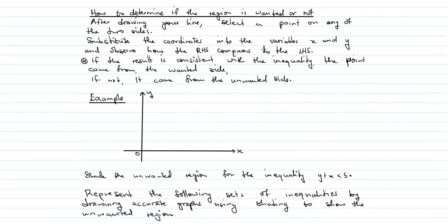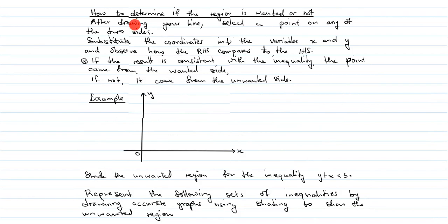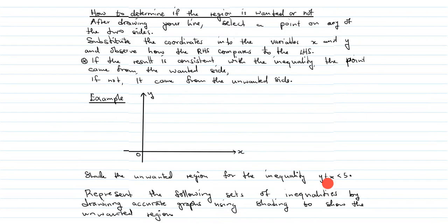After drawing your line, select a point on any of the two sides. So you draw your line, then you choose a point on any of the two sides. You can choose the left, the right, or above or below. You just choose. Are we clear? Obviously, your point has x coordinates and y coordinates. And your inequality also has y as well as x. So what do you do next?